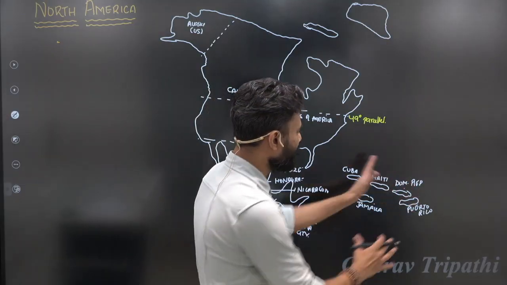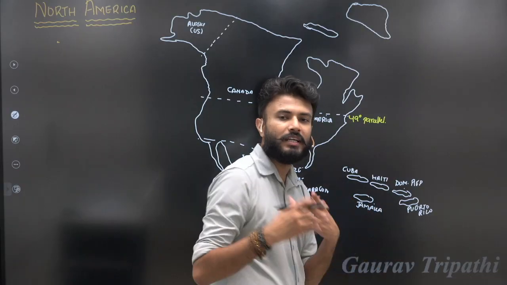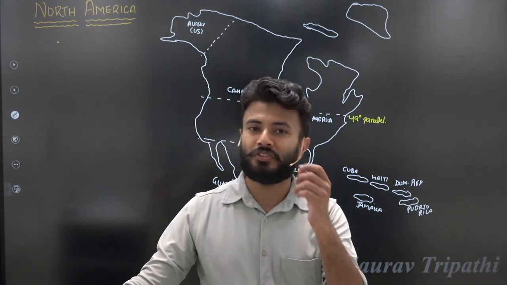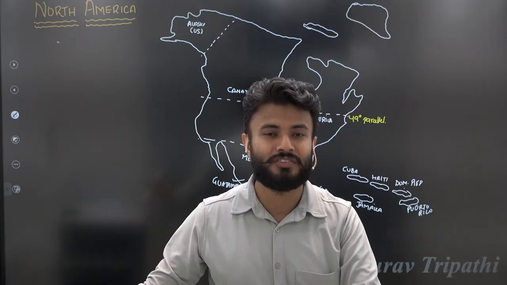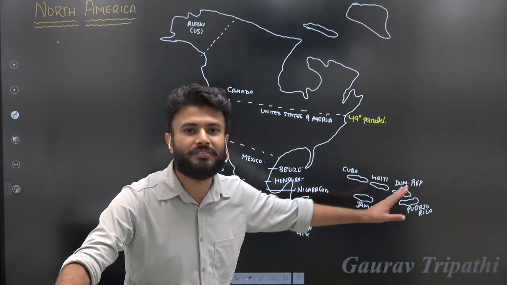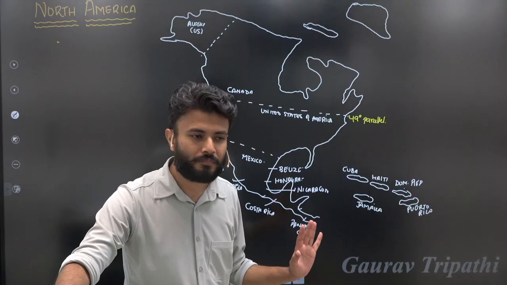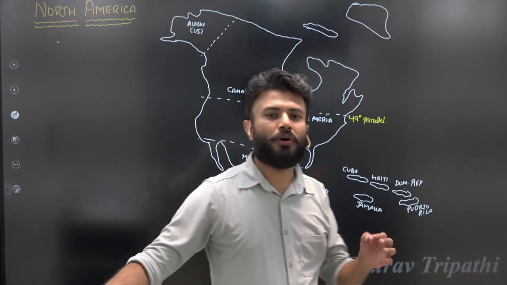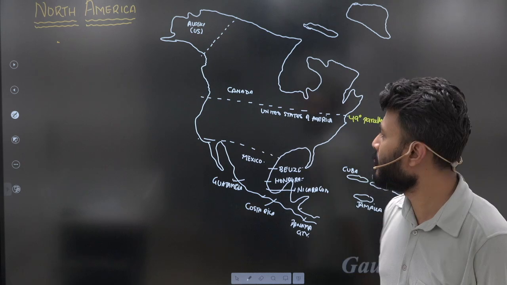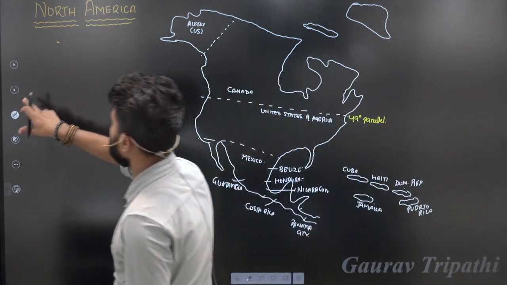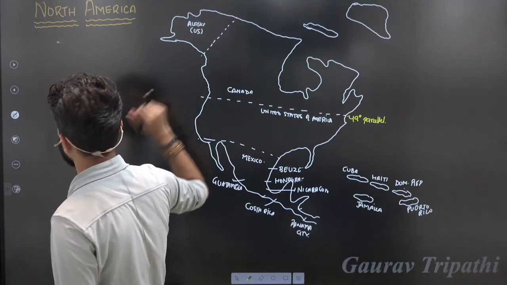All these islands together are known as West Indies. This entire region, all these small countries, is known as West Indies. So West Indies is not any one specific political country. It is basically the group of these islands. Is it clear? This is a rough political division of North America. Now we will start with the physical features of North America.